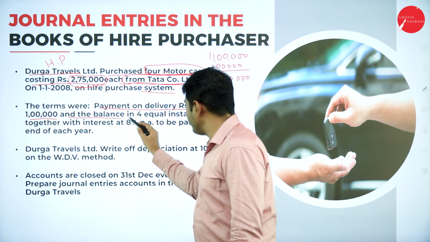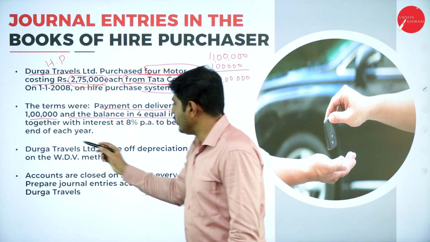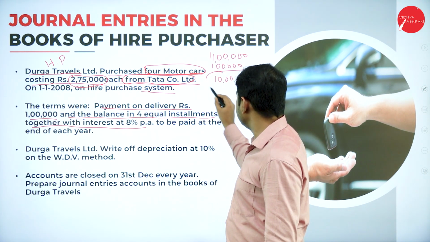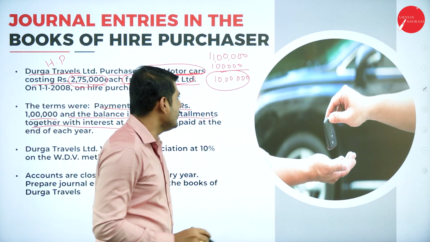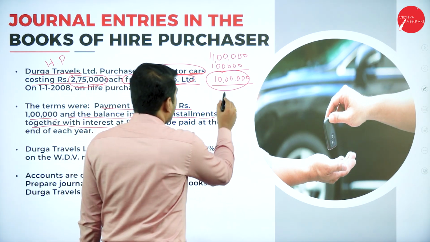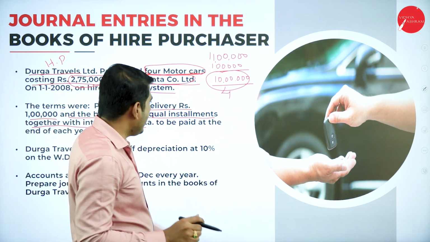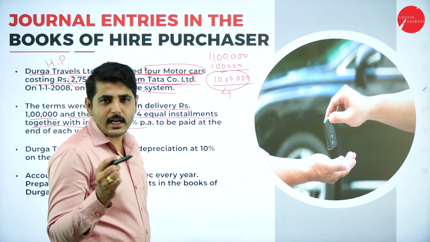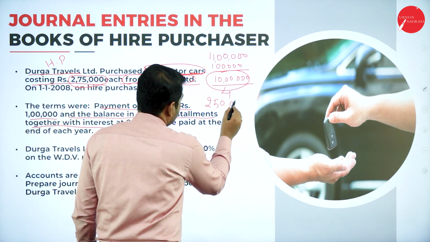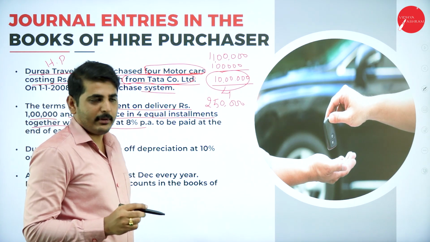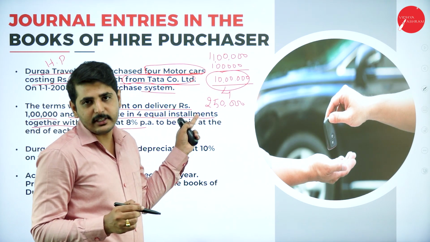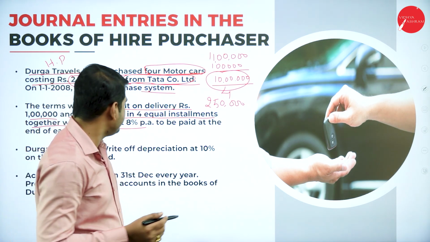And the balance in 4 equal installments together with interest at 8% per annum. So this is the balance, 10 lakh rupees. This balance should be paid in how many installments? 4 equal installments we have to pay. So 10 lakh divided by 4 means what is the amount for each installment? 2,50,000 is the amount payable in each installment. This is only the principal amount. This is not the installment amount. If you add interest to the principal, then it will become the installment.